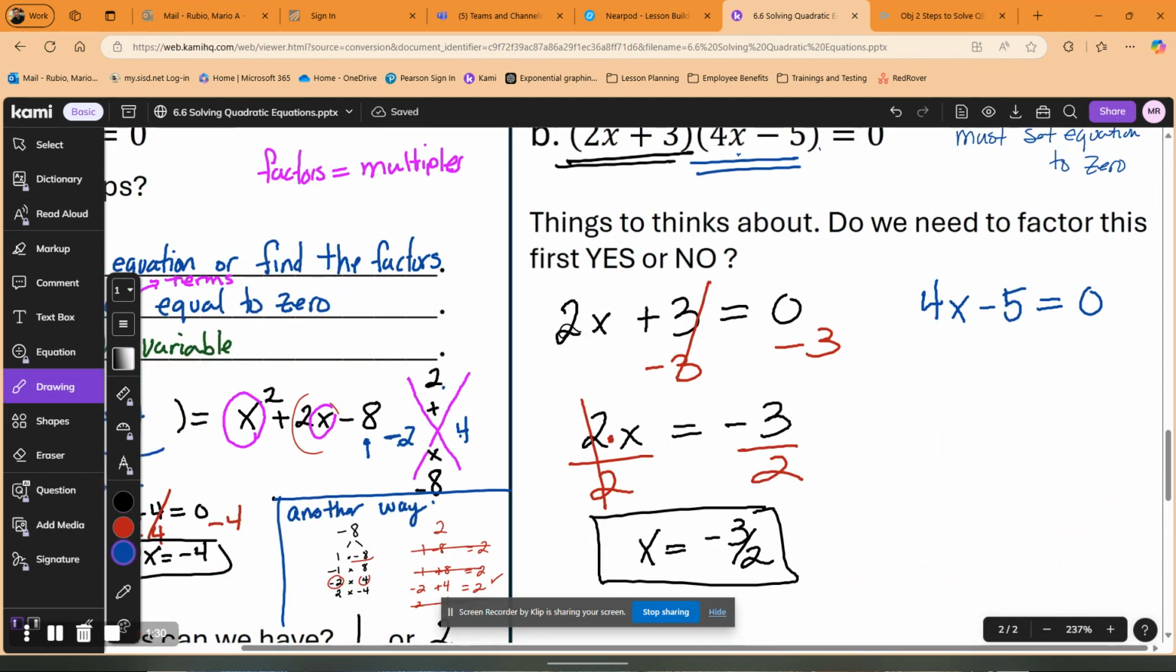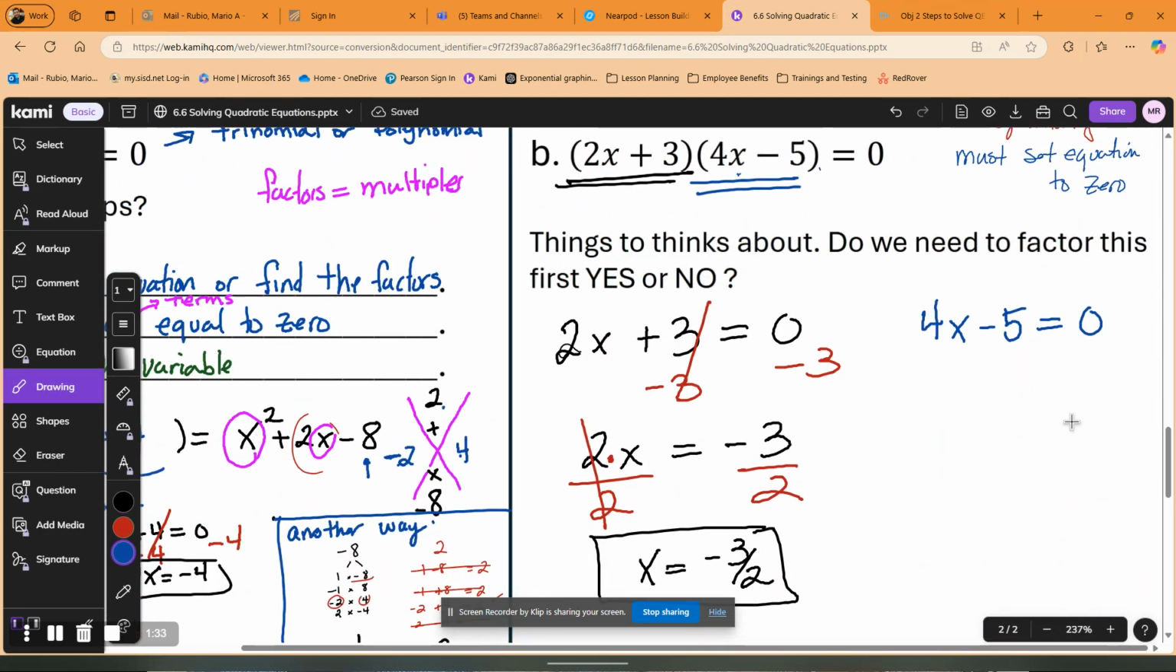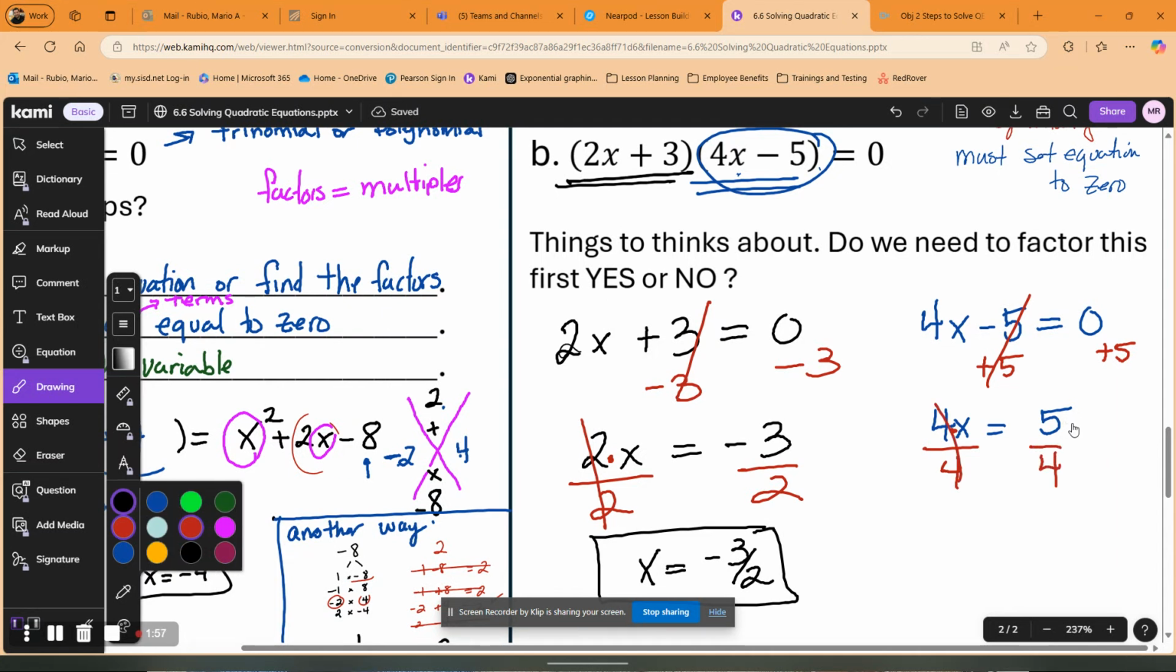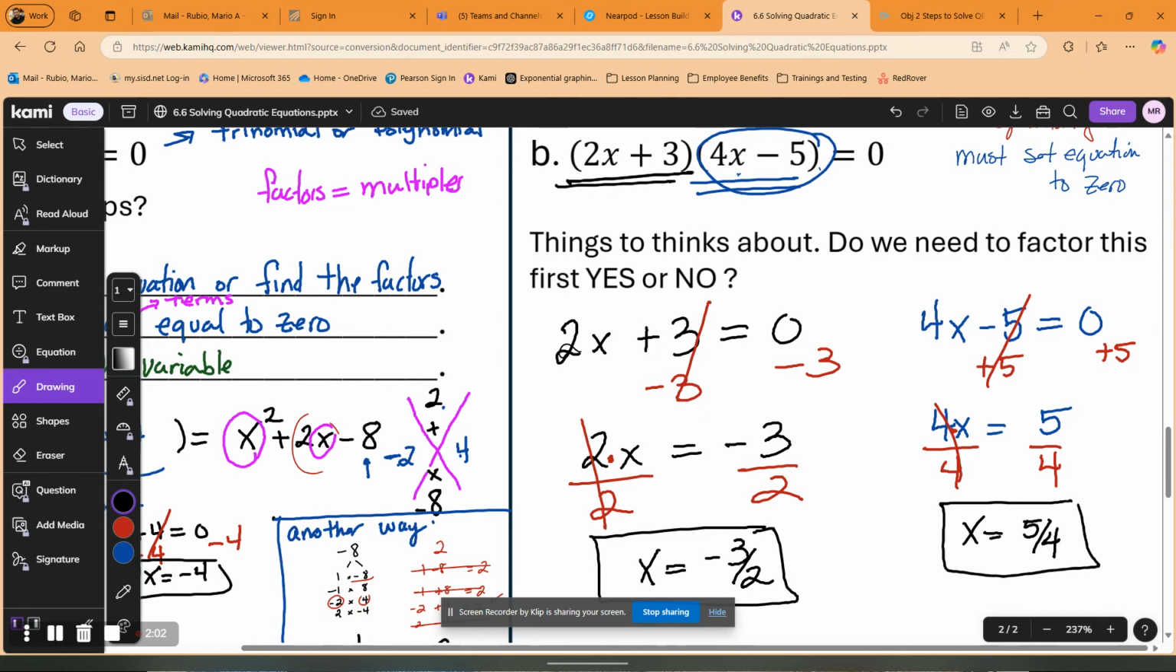Now the second equation, or the second term, remember, these are coming from here. 4x minus 5 came from here. Get rid of that negative 5 by adding 5 to both sides. Get rid of that 4. It's 4 times x, so we're going to do the opposite and divide by 4. x equals 5 over 4, or 5 divided by 4, or 5/4. Okay. And that's all we need to do.